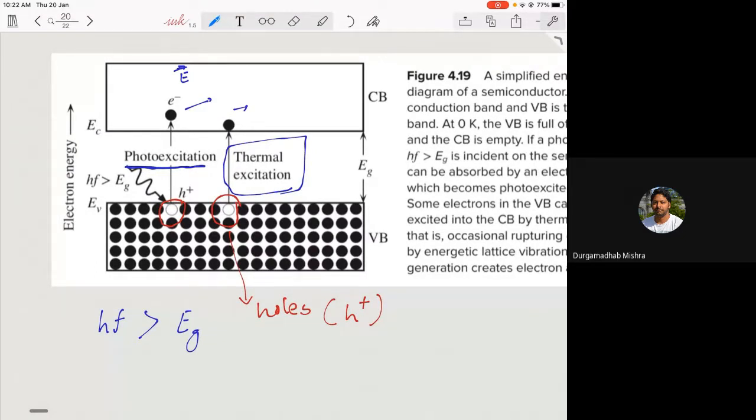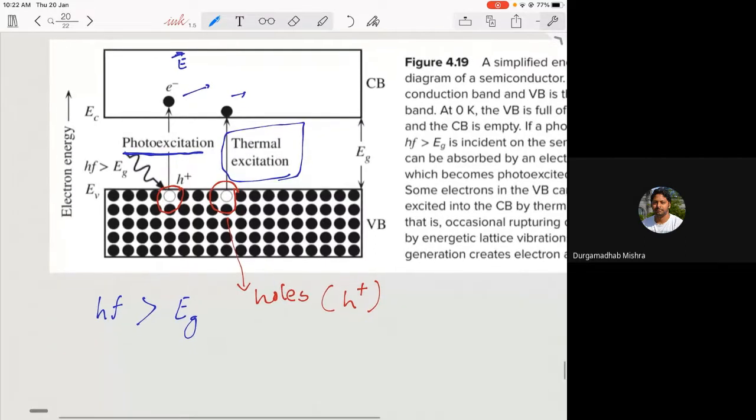And remember, this hole only exists within the solid. You cannot find a hole in free space, or in vacuum. In vacuum or free space, what you have is always an electron. Only this concept of a hole exists within a solid, or basically in a semiconductor material.